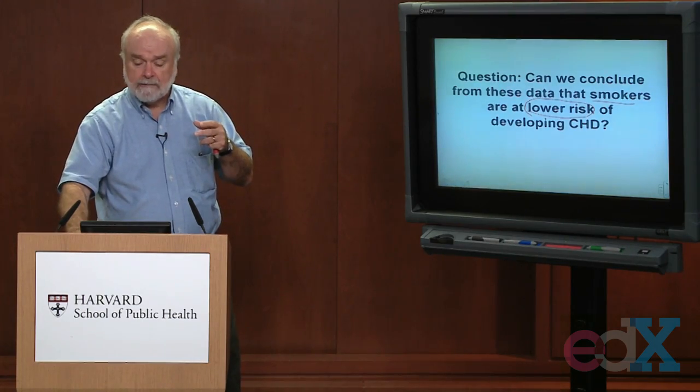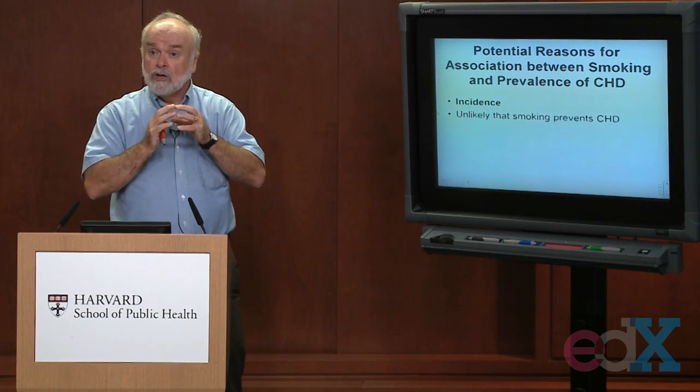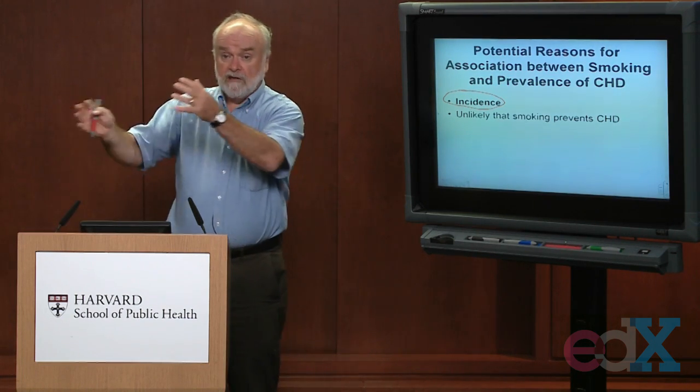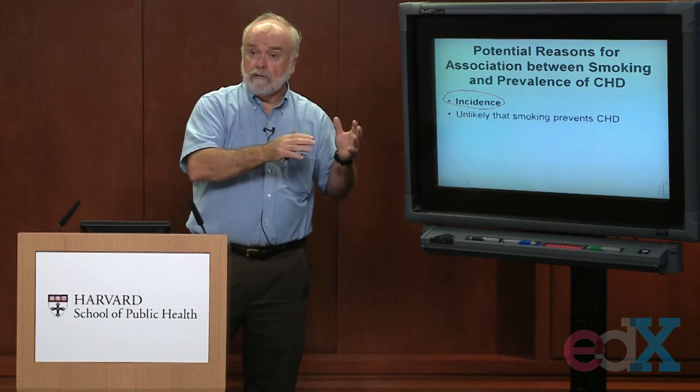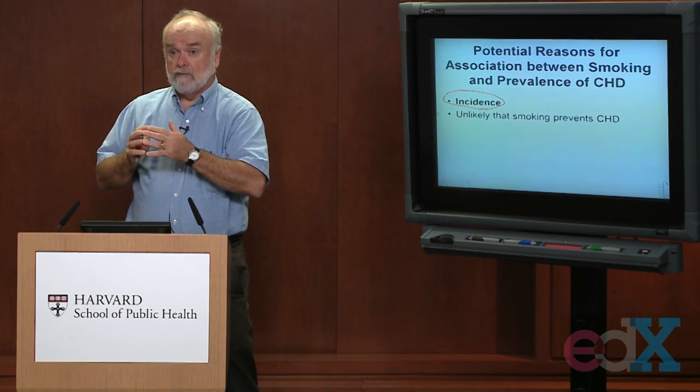Well, what were the possible explanations that we talked about, the possible reasons for finding an association in a cross-sectional study? One possible reason is incidence. If one group, in this case the non-smokers, has a higher prevalence of disease than the smokers, it may be because non-smokers are at higher risk of developing coronary heart disease in the first place. We see more heart disease among the non-smokers than among the smokers. It might be because heart disease occurs more often among the non-smokers.